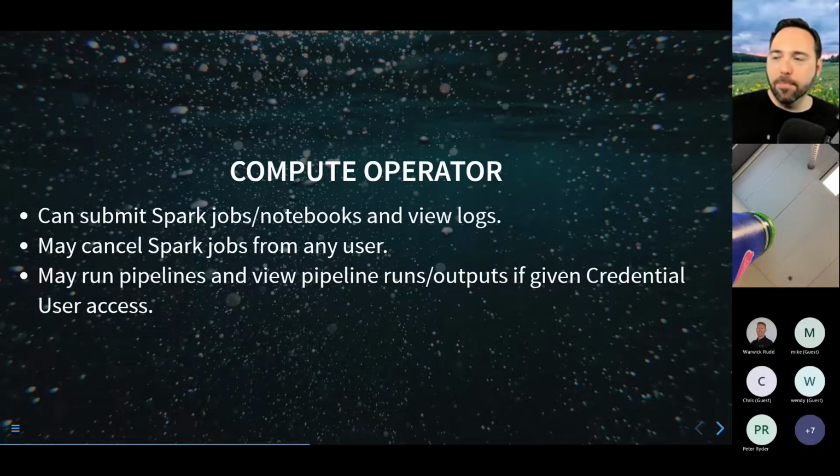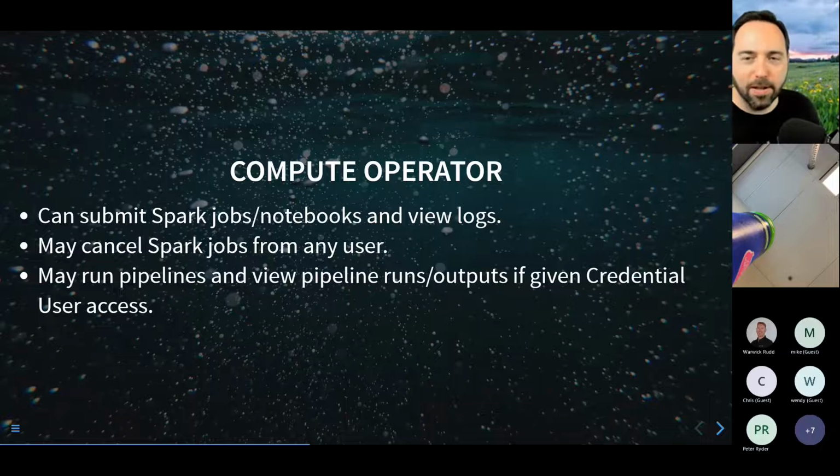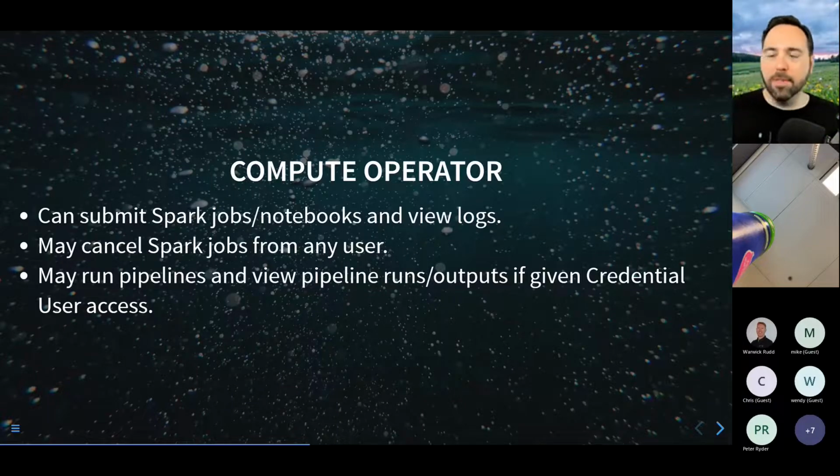A compute operator is allowed to submit a Spark job or a notebook. A compute operator can also view logs, and they can cancel Spark jobs. The weird thing is, if you're a compute operator, you can cancel anybody's Spark jobs. So if you have a kind of a jerk who's a compute operator, they could kill your job. They can also run pipelines. They can view pipeline runs. They can view pipeline outputs if they're granted credential user.